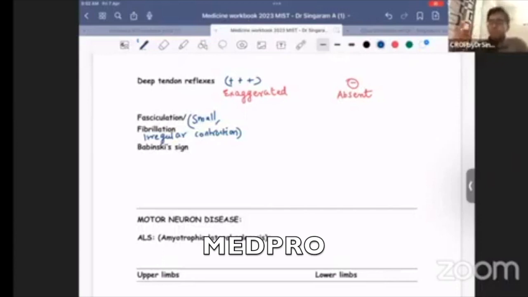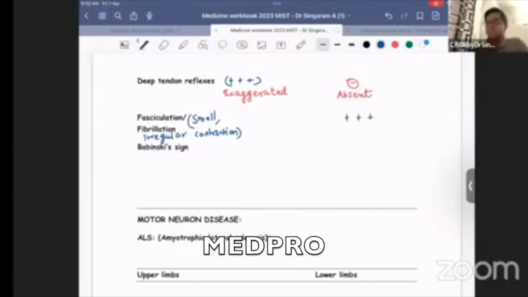So that fasciculation and fibrillation will not occur. When the lower motor neuron gets damaged, what will happen? The muscle will show irregular action potentials or irregular contractions. That is what we call fibrillation or fasciculation. So the presence of fibrillation and fasciculation is a feature of lower motor neuron lesion.